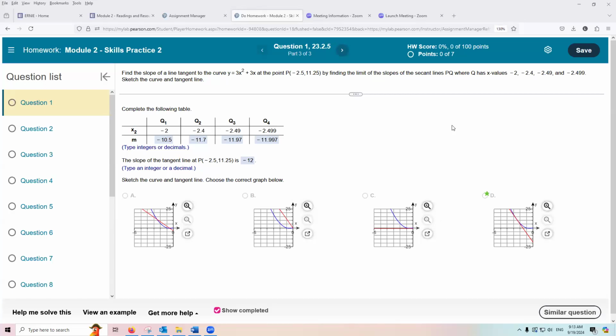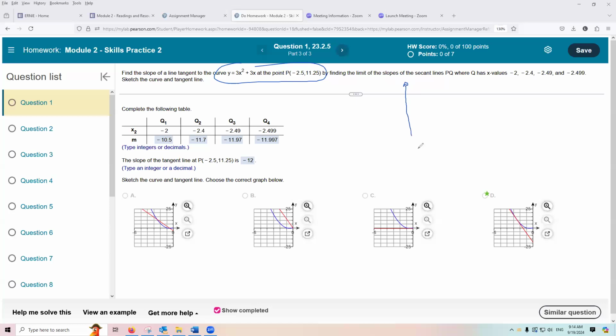I wanted to record a short video here for the Module 2 skills practice and help you get started with the typical question that you'll come across in this homework. So let me come here. This is homework problem 1. And so here's what it says. It says find the slope of a tangent line to the curve at a certain point. So what is that really asking you to do?